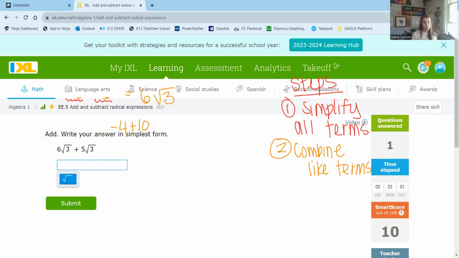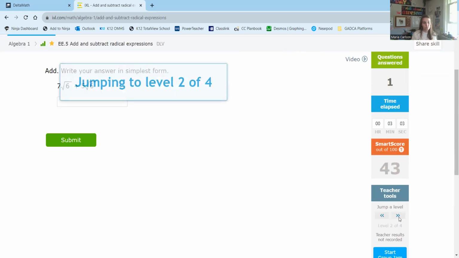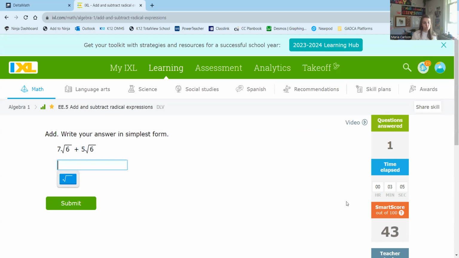All right, let's try another one. 7 square root of 6 plus 5 square root of 6.